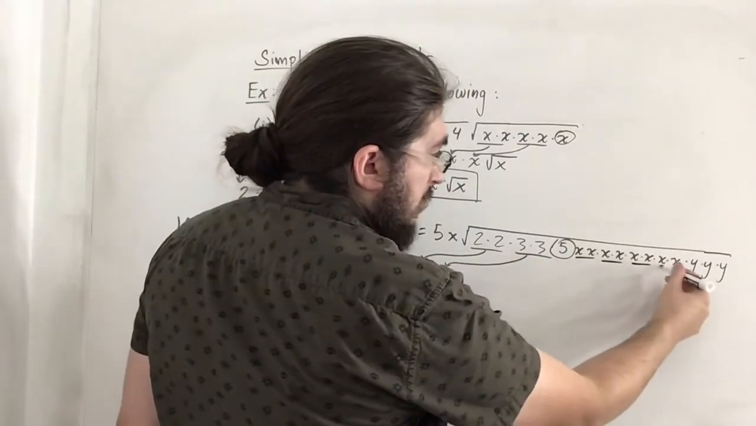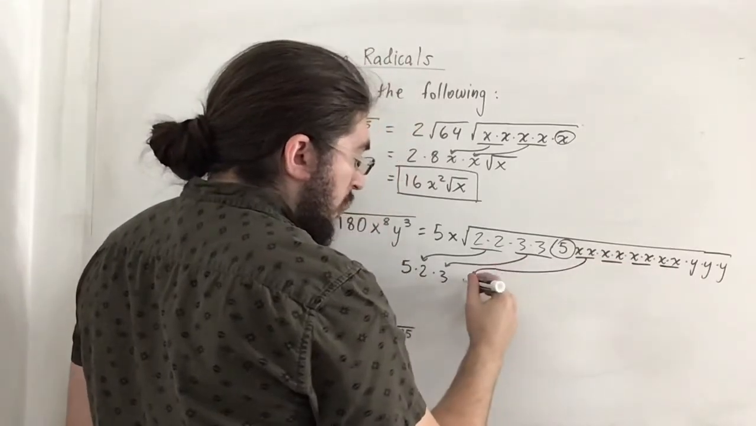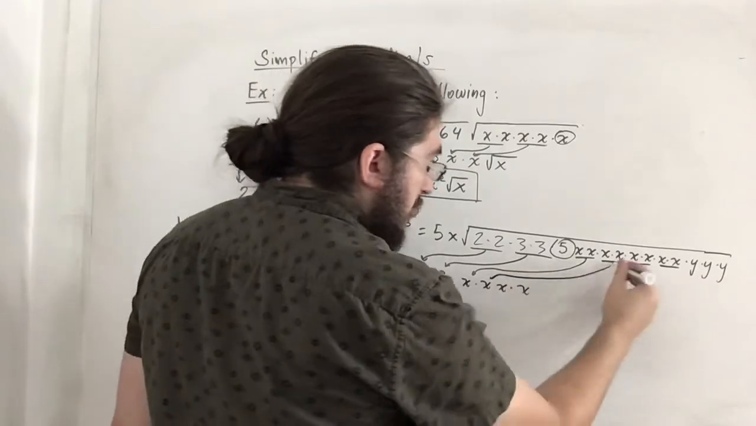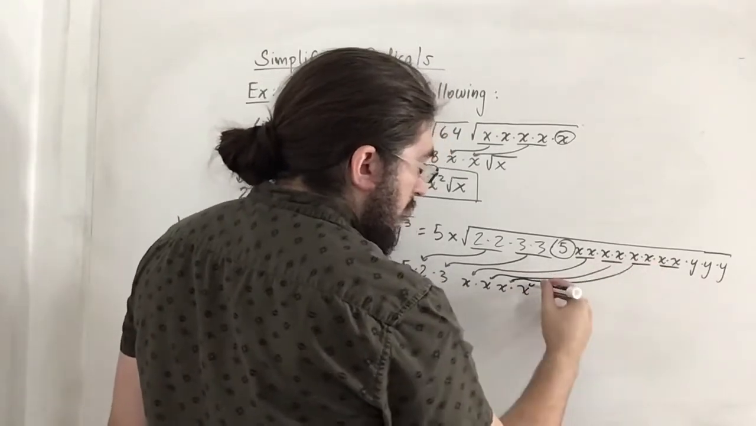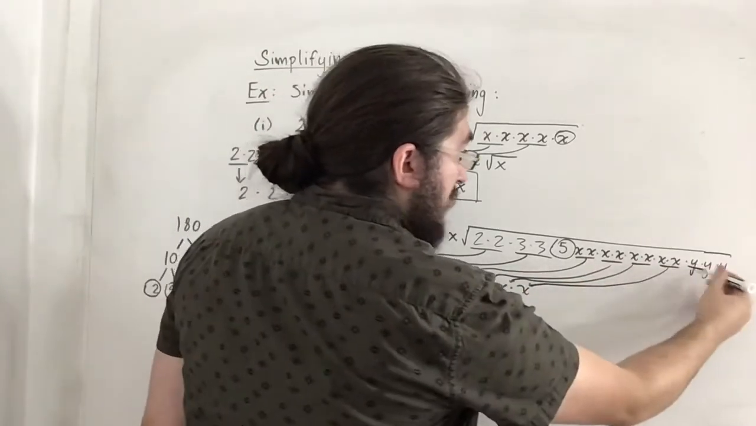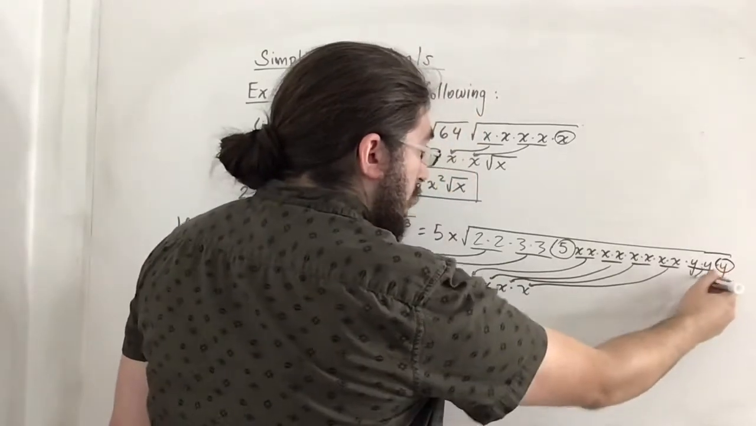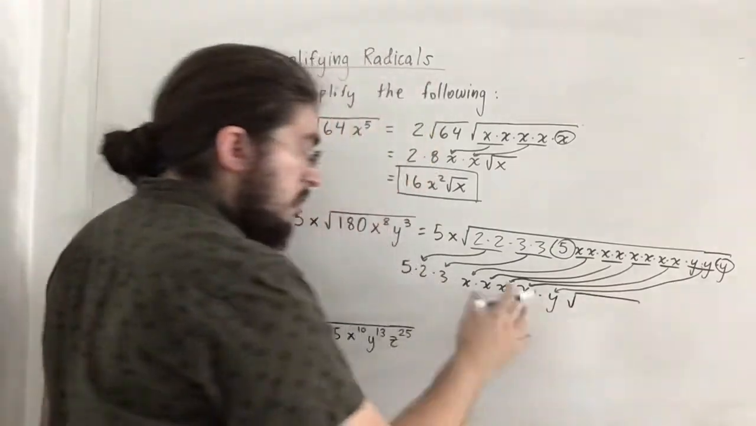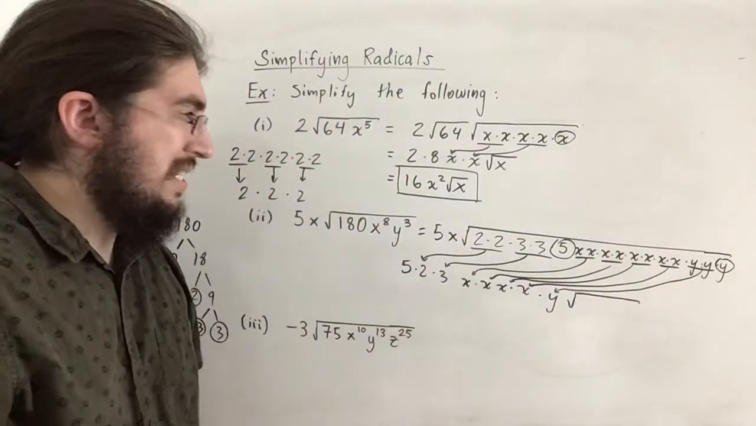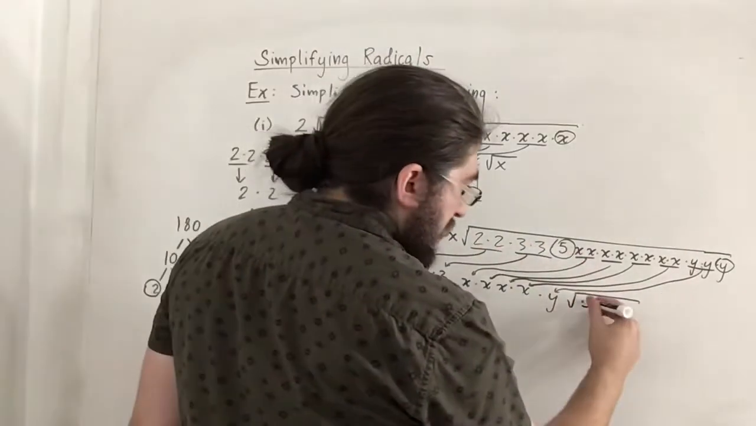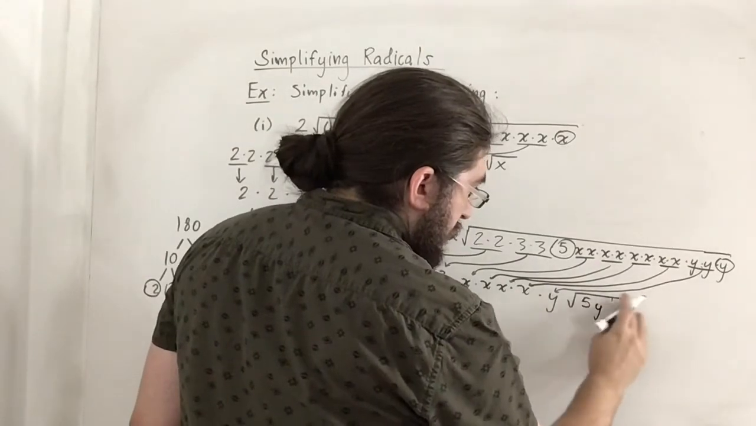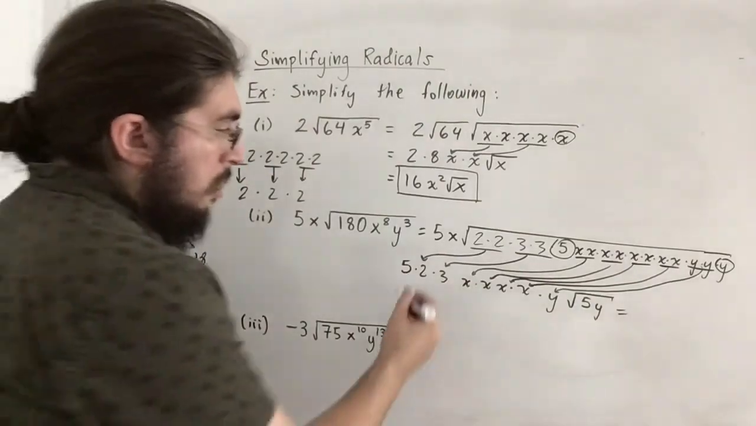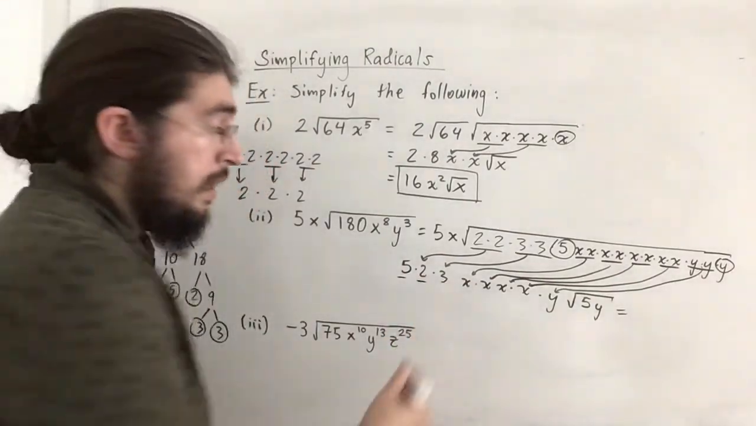And notice for the x's we have 4 pairs. So we have 4 x's coming out. 1, 2, 3, 4, and I'll draw the arrows here again. And for the y's we only have 1 pair, and unfortunately 1 y gets left behind inside of the radical. So now inside of the radical, once we pull all this out, we have only 5 and y left inside now. So now if we try our best to combine what's on the outside, we have 5 times 2, which is 10, times 3 is 30.